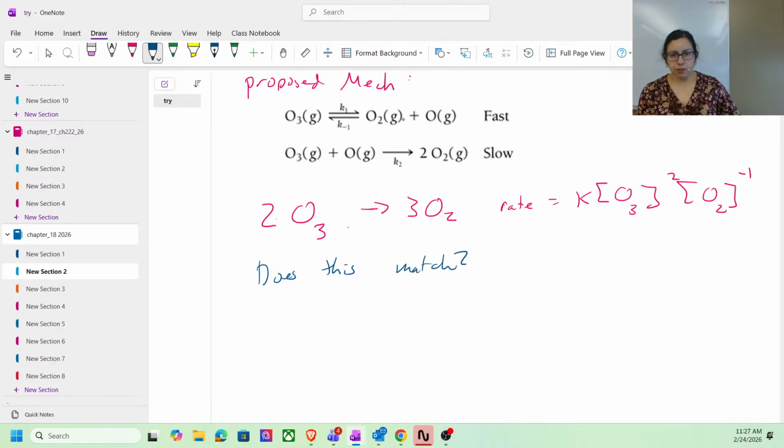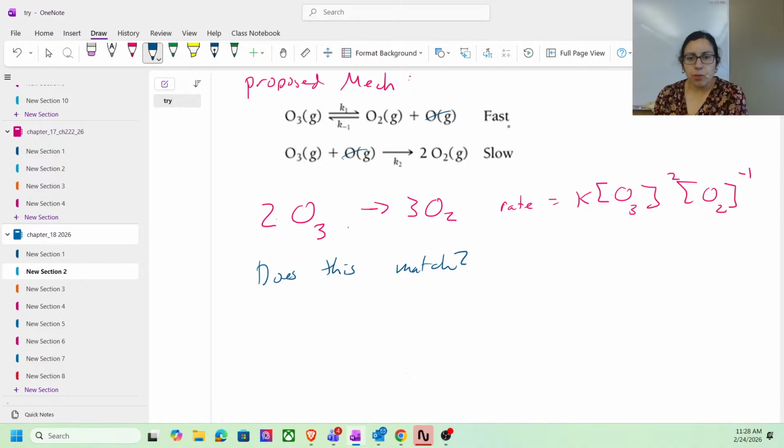All right, so the first thing we do is go back to your proposed mechanism and make sure that it even agrees with what they're showing us. So eliminate everything that's the same on the reactant and the product side. You are left with 2 equivalents of ozone, and you get 1, 2, 3 O2. Okay, so that's okay. We're just making sure that our mechanism adds up to our overall equation here.